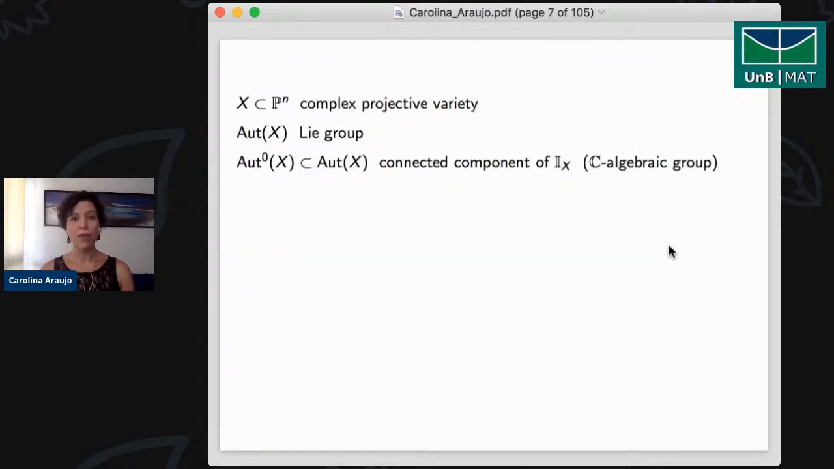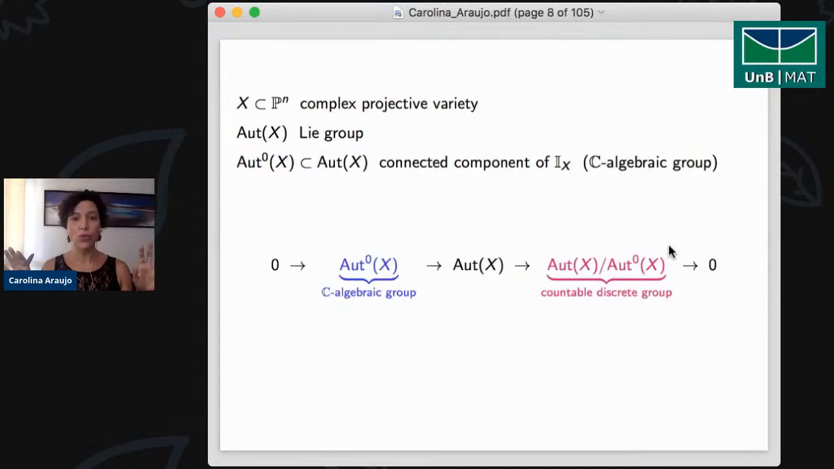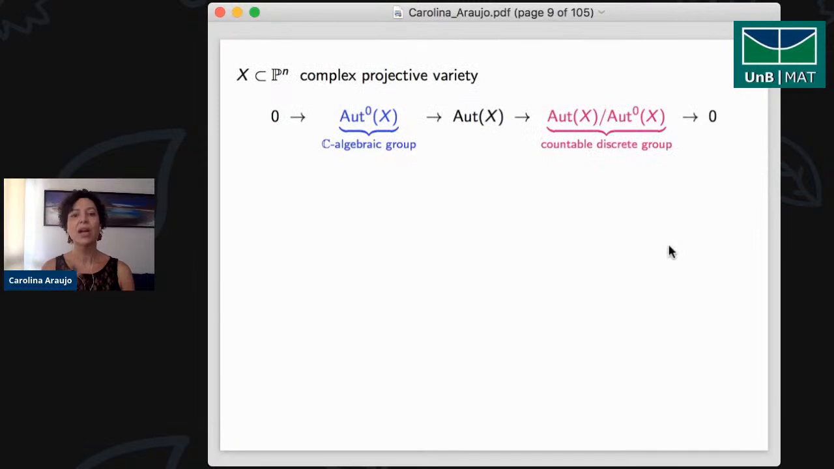And okay, in general, if you have a complex projective variety, the automorphism group of X has a natural structure of a Lie group. And so we can look at the connected component of the identity. So this is a complex algebraic group. And so we can split our automorphism group in two pieces. The connected component of the identity, which is a complex algebraic group, so that means it's not only a group, but it has the structure of a complex variety. And the quotient is a countable discrete group. The structure of this discrete part can be rather complicated.